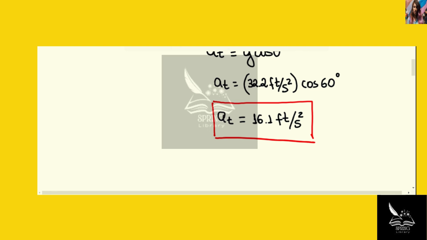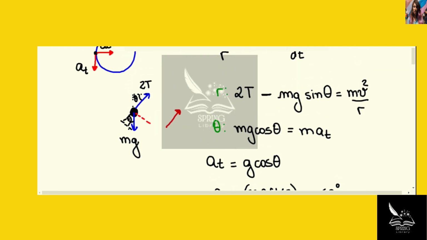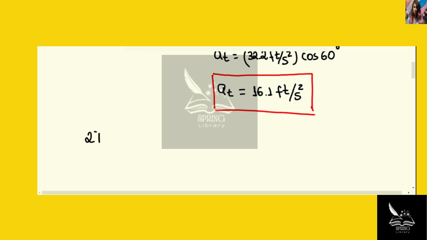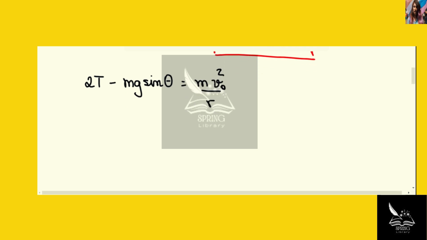And in the second part, we have to find what is the tension on the string. So I'm going to use the equation for R. I'm going to copy it here. So we have 2T minus mg sine theta is equal to mv squared over R. Now, at the time when theta is equal to 60, v is equal to v0, which is 15 feet per second. So T is equal to m divided by 2 times g sine of theta plus v0 squared over r.